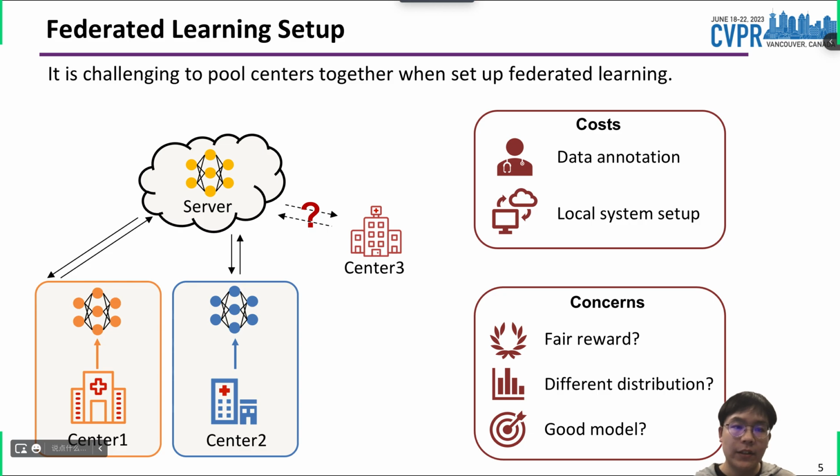However, it is not easy to always pull all the centers together. For a new client, if it wants to join the federation, it may take some costs, and the client itself has some concerns. First, the client may need to do the data annotation and also need to buy some new machines and set up the system to cope with the federated training. They may consider whether they can have a fair reward or a good model, especially when their data distributions might be different from existing clients.